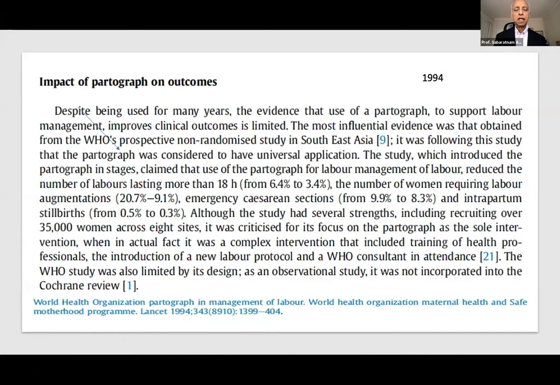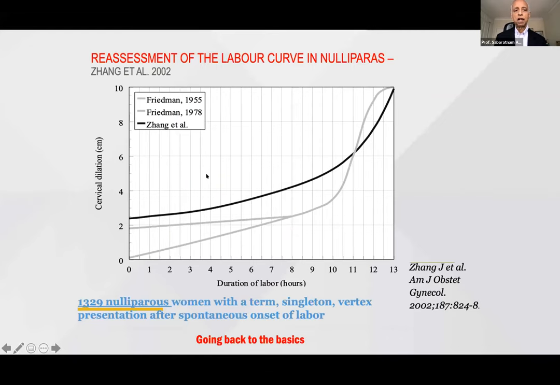So this was the result of the study, the impact of the partograph. It was followed, this is from the WHO study published in The Lancet. That showed very clearly that labors lasting more than 18 hours were reduced by using a partograph from 6.4 to 3.4. Labor augmentation was reduced, if you have a proper curve, from 20 to 9.1. Emergency section rate reduced and stillbirth rate also reduced. So after this study of 35,000 women across 8 sites in these 3 countries, it was decided that all the countries should use the WHO partograph.